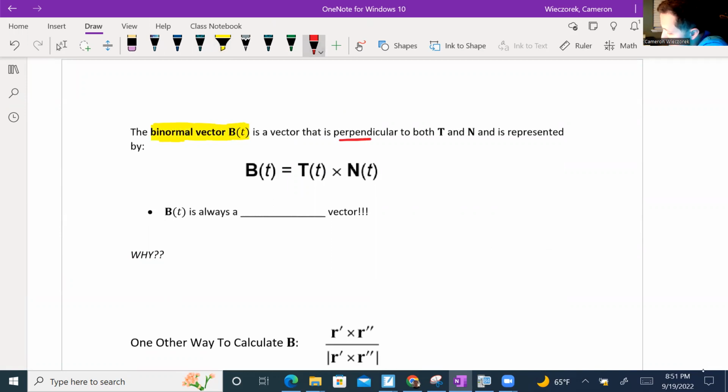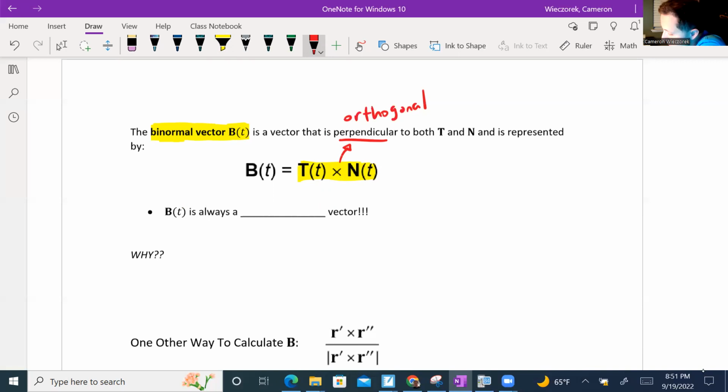This is a vector that's perpendicular, or we could also say orthogonal, to both the unit tangent vector and the unit normal vector. And the way we define it, it is always going to be defined as the unit tangent crossed with the unit normal. Cross product because we want it to be orthogonal to both of them. You can't switch the order because we know the cross product is not commutative.